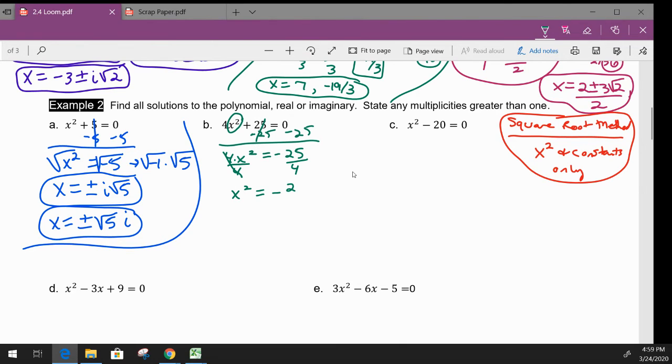You do not want to change it to a decimal. Just leave it a fraction. Now when we square root both sides, it does get a little bit complicated, but I'm going to break this down into the square root of -1 times the square root of 25 in the numerator over the square root of 4 in the denominator. Clean that up a little bit.